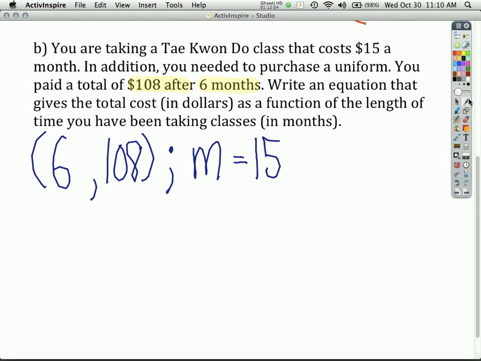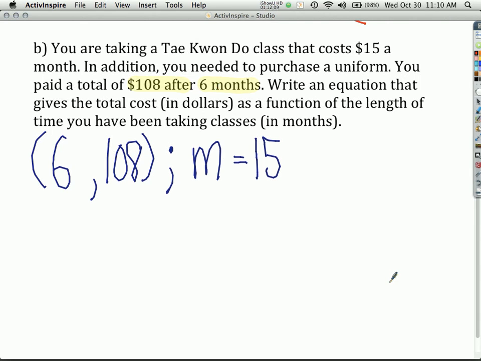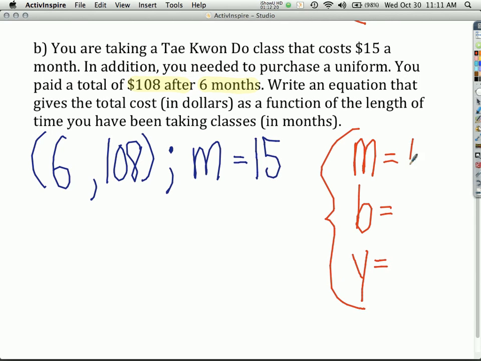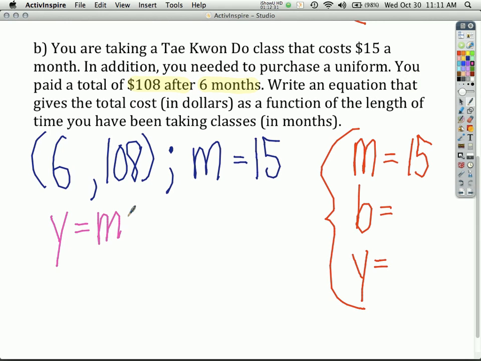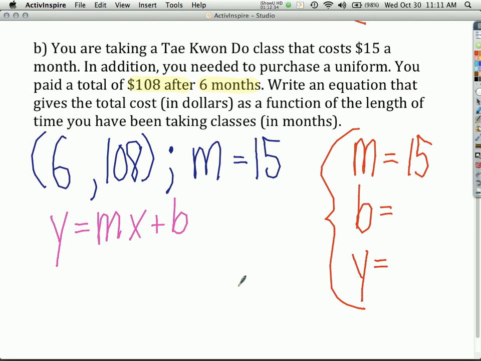Now we can find the equation that will represent the situation that we can then use for other explorations. So we still want m, b, and y equals. We already have the m, so we just need to find the b. We only have 1 point to do it with, the 6,108. So we've got y equals mx plus b. We plug in the information and solve the equation.